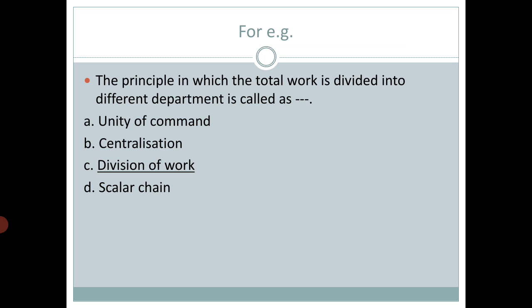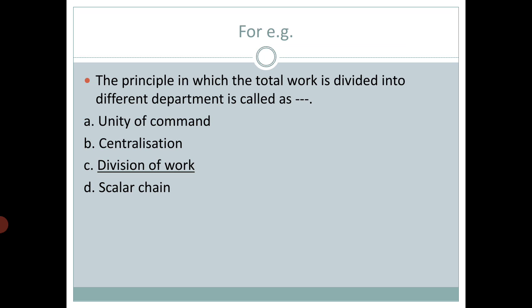Okay, see, in unity of command, what is done? One boss, one superior for one subordinate, right? Centralization: all the decisions will be taken by the superior, or the management. Division of work: the work will be divided into suitable parts which will be redistributed to the workers, so that no worker will be overburdened by the work, right?